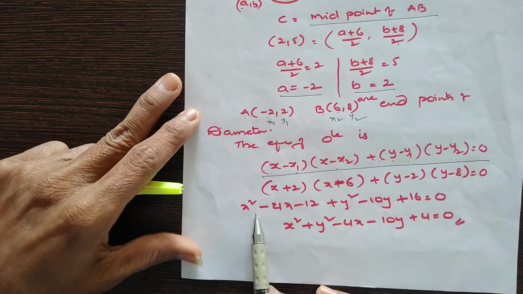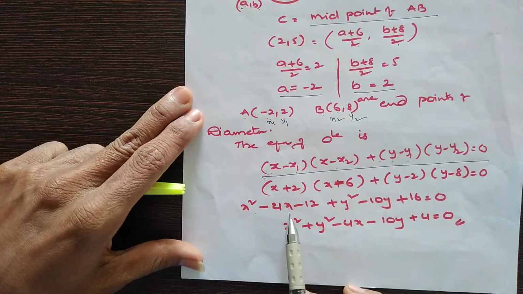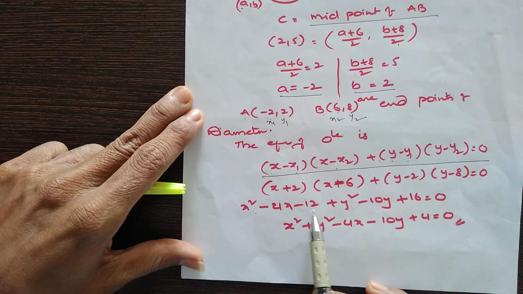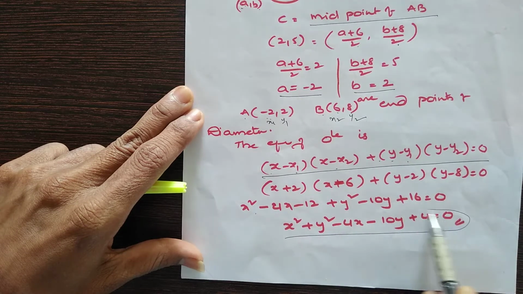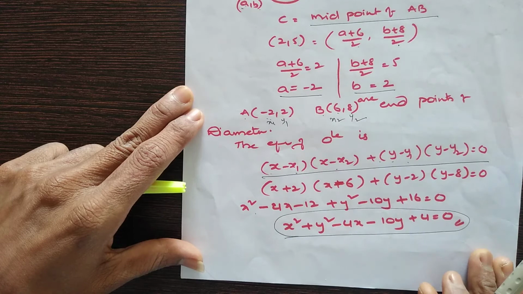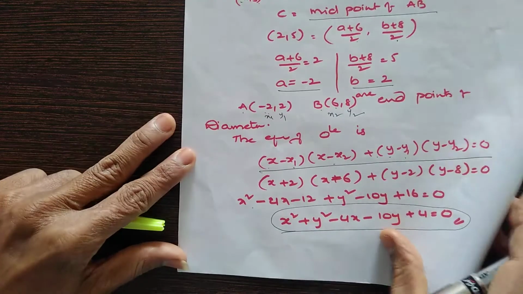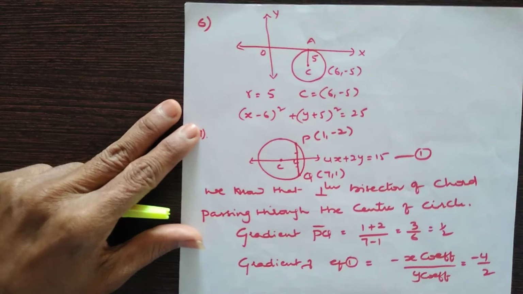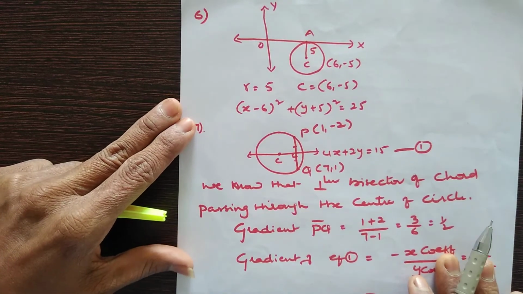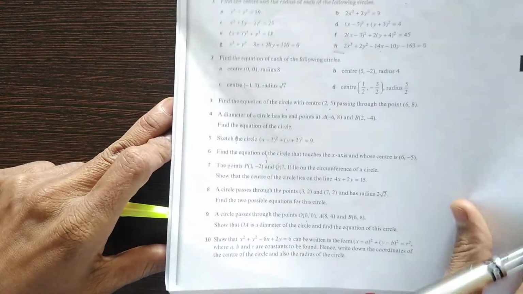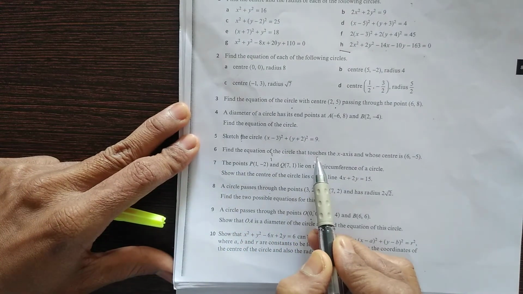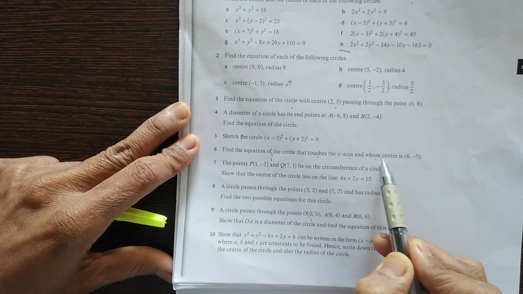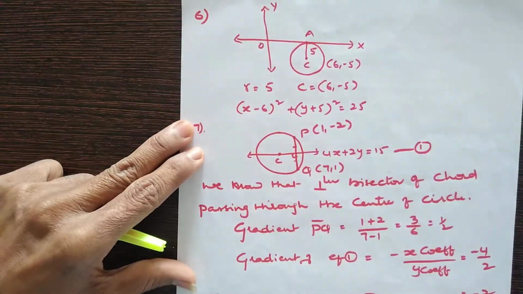Okay, so now if you simplify this, x square minus 4x minus 12 plus y square minus 10y plus 16 is equal to 0. If you simplify that, you will get the equation of the circle like this. Is it clear? Now next problem. I am going to explain the next problem in this same exercise, the 6th problem. Okay, see here, the question will be: find the equation of the circle that touches the x-axis and whose center is 6 comma minus 5.